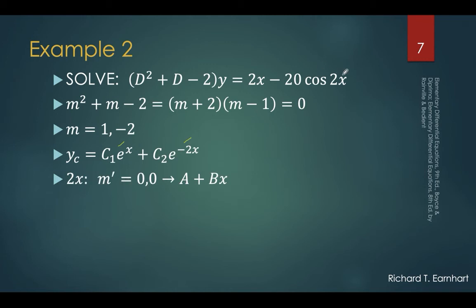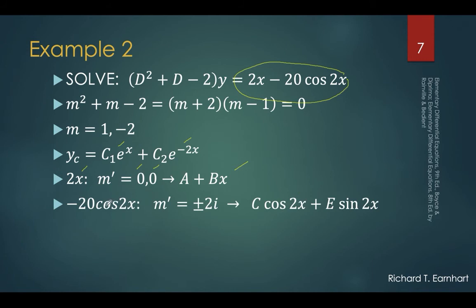And then for r of x, let's start with 2x. If you have 2x, the root is 0, but since that is multiplied by x, you have 2 zeros here. So the corresponding y sub p is a plus bx. And then for negative 20 cosine 2x, your a here is 0. So b is 2. So the imaginary roots will be plus or minus 2i. And if you have plus or minus 2i, the corresponding y sub p will be c cosine 2x plus e sine 2x.